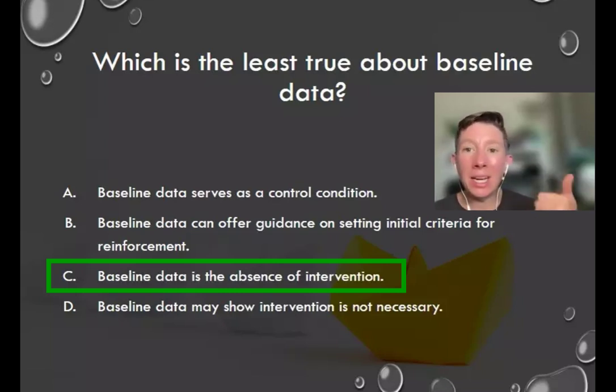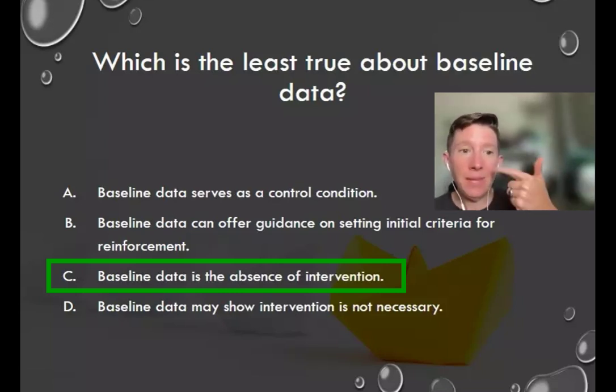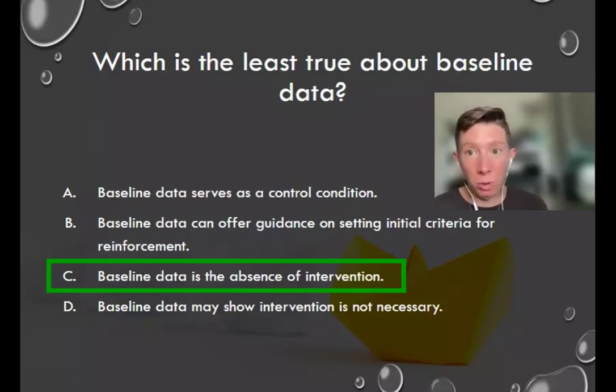So baseline data does serve as a control condition. It can offer guidance on setting initial criteria for reinforcement. And it may show that the intervention is not necessary. Actually, sometimes it does show that. But baseline data is not the absence of intervention. Oftentimes, there are variables at play already in baseline data, sometimes formal and sometimes not formal.